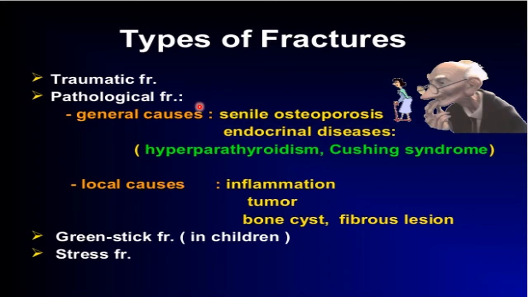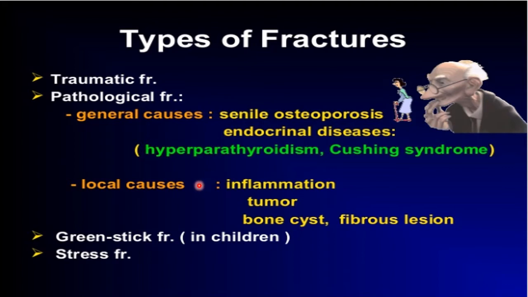General causes of pathological fractures include senile osteoporosis. With aging, there are hormonal changes in the body because of which the bones become weak, and a minor trauma or a slip can break the bone. Examples would be fractures of the spine and fracture of the neck of femur in old age. Then there are endocrinal diseases like hyperparathyroidism and Cushing syndrome, which weaken the bone and alter the mineral to osteoid balance in the bone, and the bone can fracture after minor trauma.